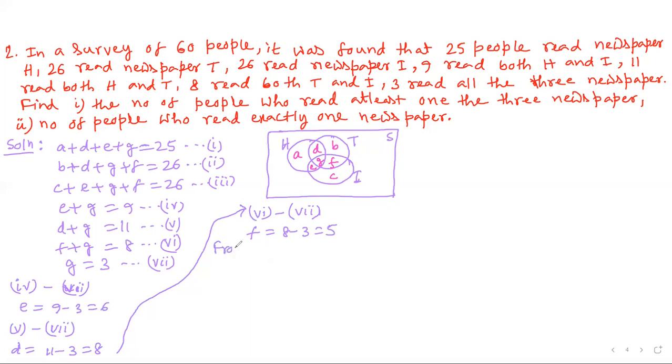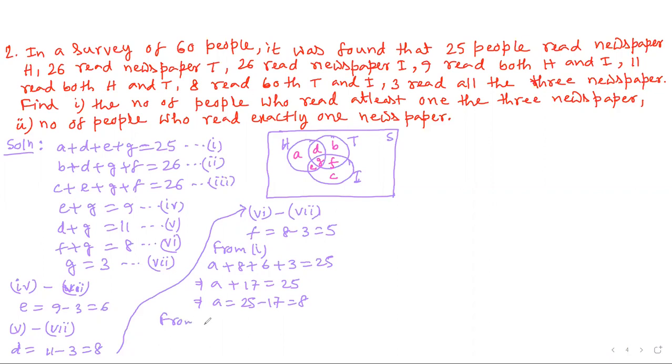Now, from equation number 1, A is unknown, plus D equals 8, plus E equals 6, and G equals 3, is equal to 25. If you simplify this relation, A plus 8 plus 6 is 14, 14 plus 3 is 17, equals 25. Now, A equals 25 minus 17, equals 8.